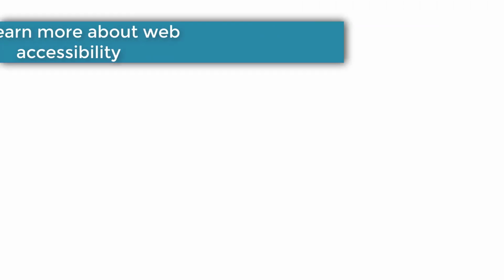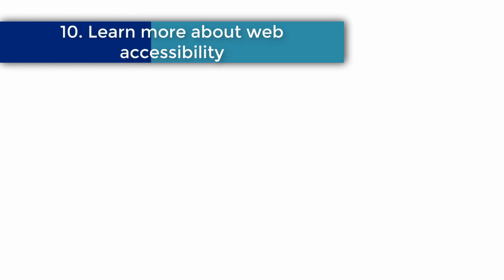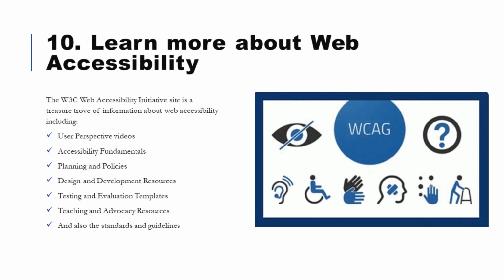Number 10, learn more about web accessibility. The W3C Web Accessibility Initiative site is a treasure trove of information about web accessibility, including user perspective videos, accessibility fundamentals, planning and policies, design and development resources, testing and evaluation templates, teaching and advocacy resources, and also the standards and guidelines. So take some time, explore the site, and learn a little bit more about web accessibility.